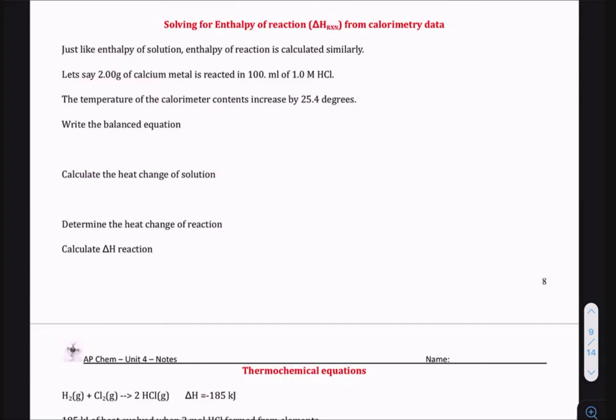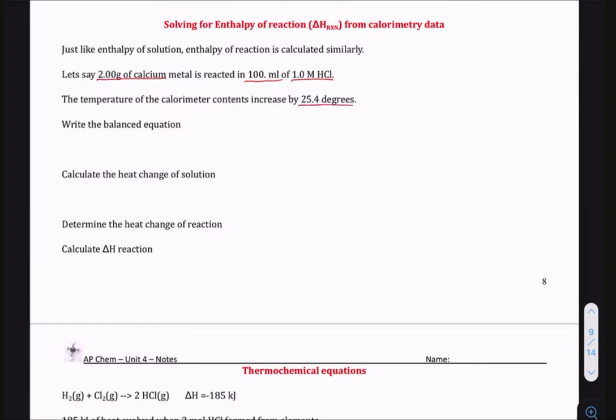So let's solve for the enthalpy of reaction from calorimetry data. Meaning, you did some kind of reaction in the lab, in a calorimeter. We're going to figure out what the delta H for the reaction is. So, starting with 2 grams of calcium, and I react this in 100 milliliters of 1 molar HCl. We observe the temperature to increase by 25.4 degrees.